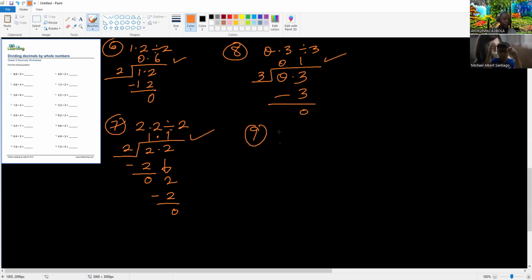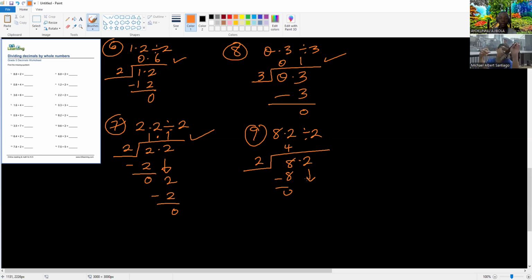Then number 9, 8.2 divided by 2. So you have 8.2. 2 in 8 is 4. 4 times 2 is 8. Then you subtract, you bring down the next one. So 2 in 2 is 1. 1 times 2 is 2. Then you subtract, you have 0. So that is 4.1. Is that clear?